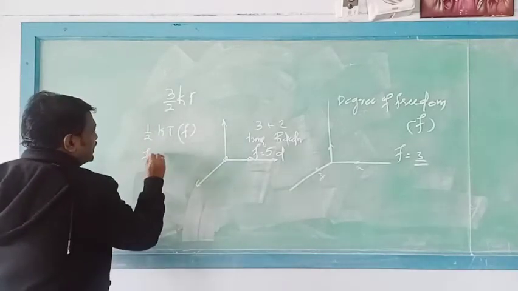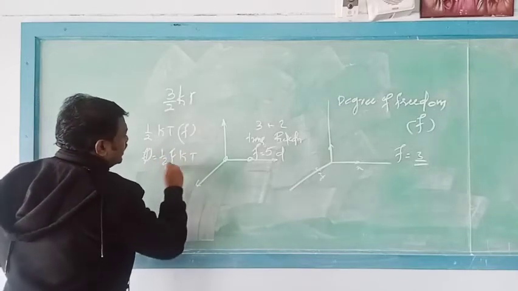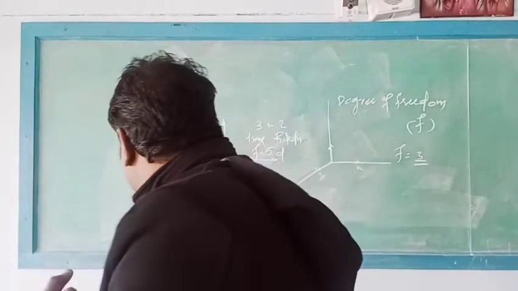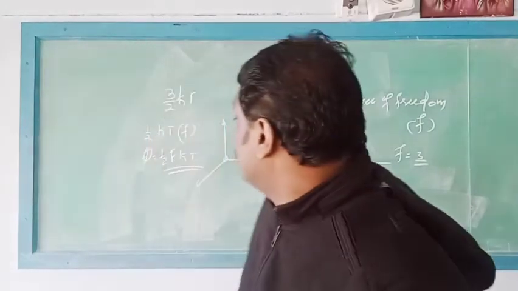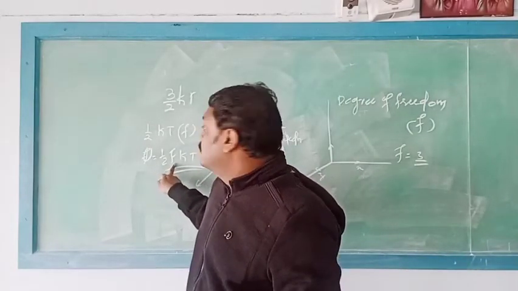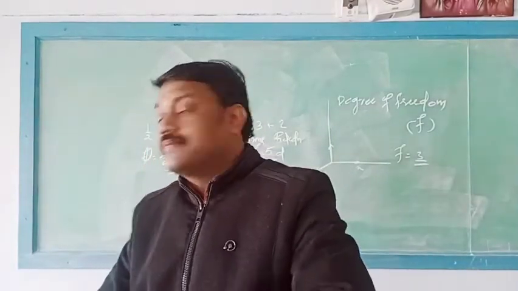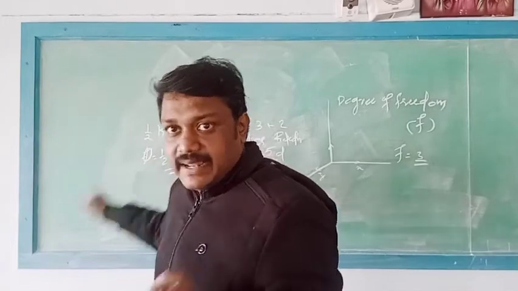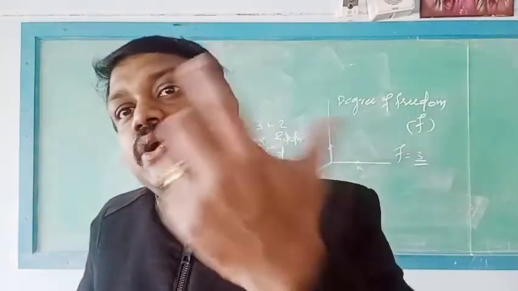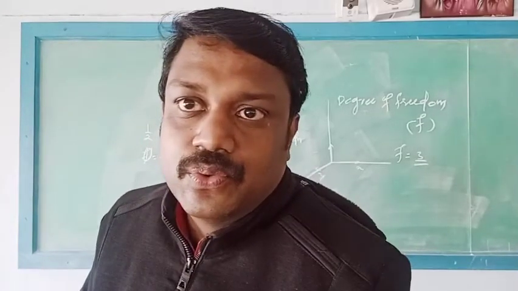So the total energy will be U is equal to 1 by 2 FkT. That is, the average kinetic energy of a gaseous system will be 1 by 2 FkT, where F is the degree of freedom. So average kinetic energy per degree of freedom will be 1 by 2 kT, and the total kinetic energy will be 1 by 2 FkT.